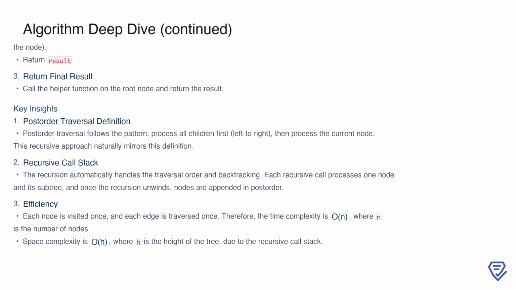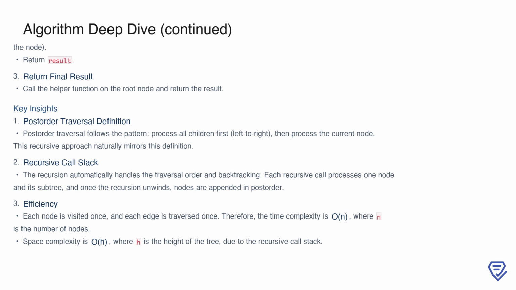Postorder traversal inherently follows the pattern of processing all children first, from left to right, and then the current node. This recursive method mirrors this pattern naturally. The recursive call stack is crucial here, as it handles both the traversal order and the backtracking needed for the algorithm to work. Each recursive call deals with processing one node and its subtree, and when the recursion unwinds, the nodes are appended in the correct postorder sequence.